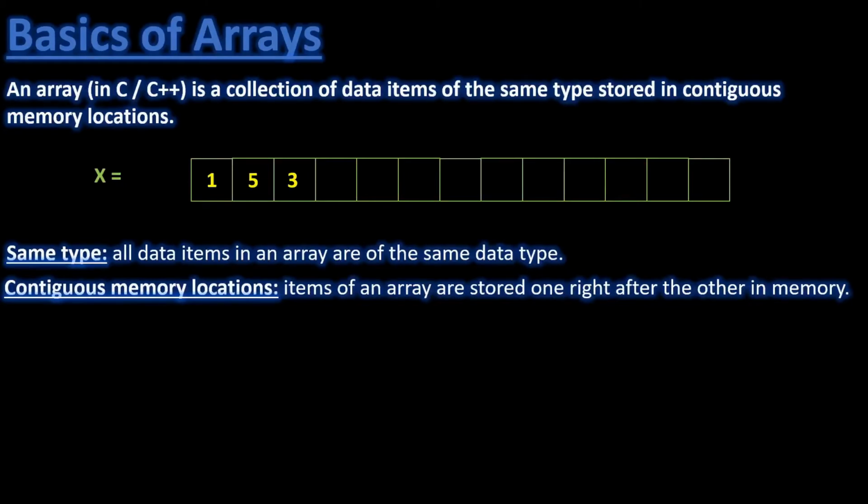Second, the data items are stored in contiguous memory locations. This means that if an item is at a particular location in the computer's memory, the next item in the array will be in the location right next to the previous location. For instance, if we assume that the data item 1 is at a location A, then 5 would be at the location A plus 1 and 3 would be at the location A plus 2.